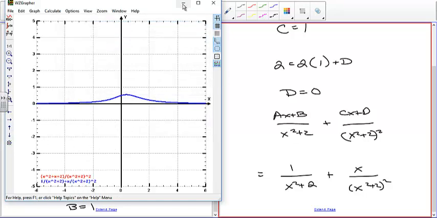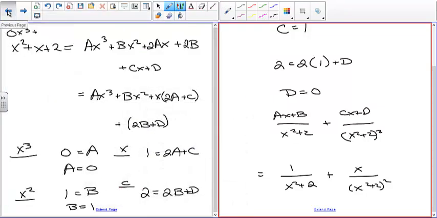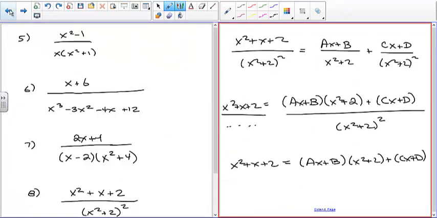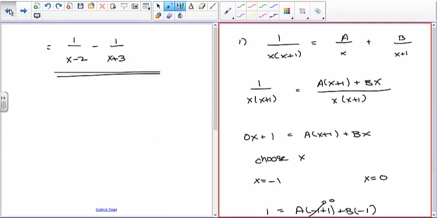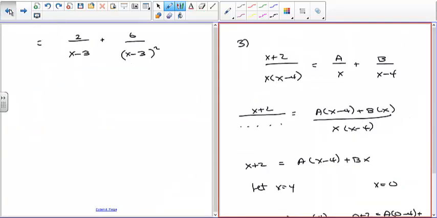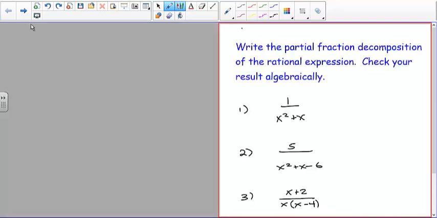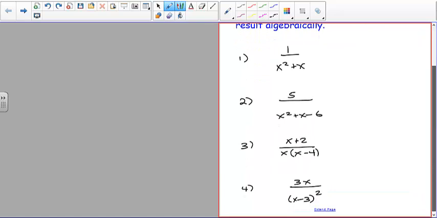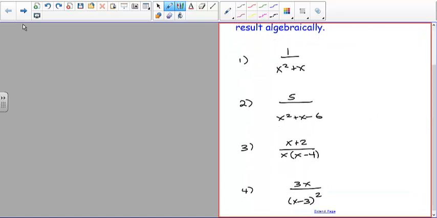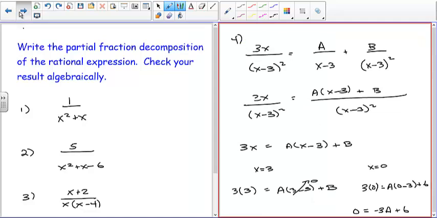So that's it. You know, what kind of problems might you get on the test? Most likely you're going to get one where you have distinct linear factors. So we go back to the original, and just 2 distinct linear factors, like problem 1, 2, and 3. So those are the ones most likely.